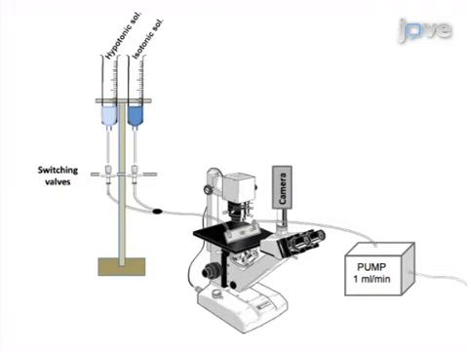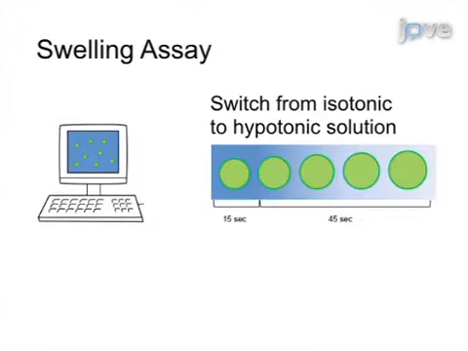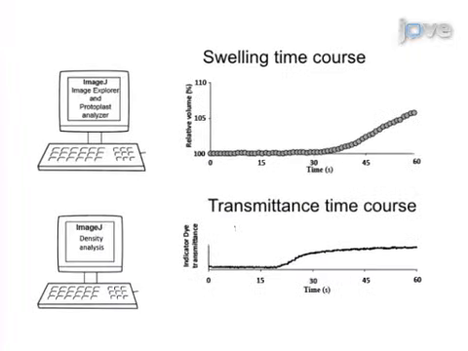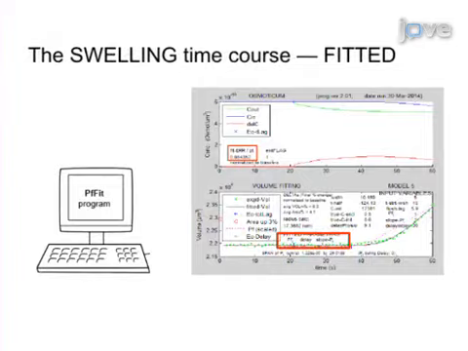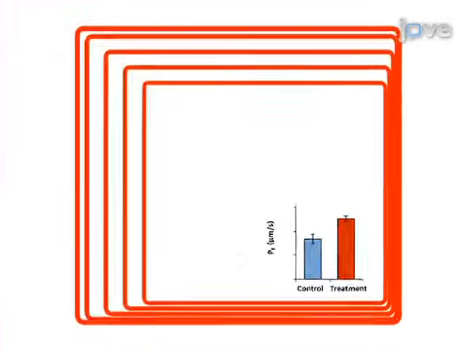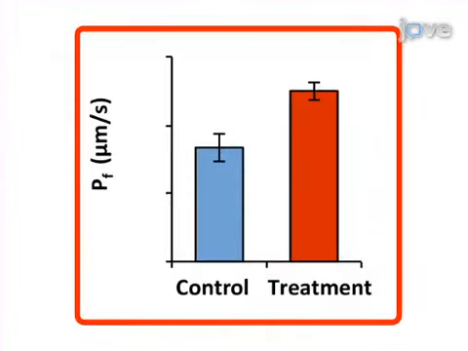Subsequently, the protoplasts are exposed to a hypotonic solution while videos are recorded to capture their swelling time course. Next, the swelling time course is analyzed numerically by software, including curve-fitting procedures, in order to determine the PF of each protoplast. Based on the numerical analysis, results are obtained that show differences in PF induced, for example, by expression of different aquaporin genes.